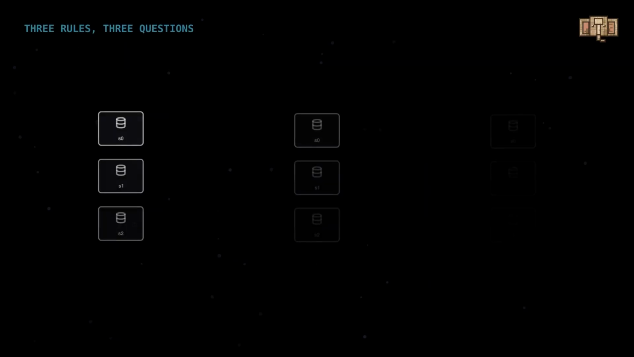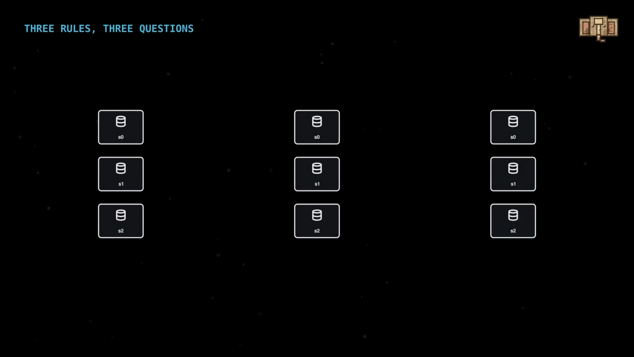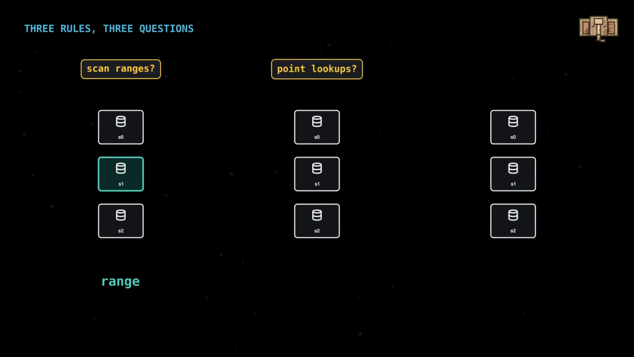So how do you actually choose? 3 rules, 3 questions. Question 1. Do you scan ordered ranges? If yes, take range sharding. 1 shard per scan and keep a plan for the hot end. Question 2. Are you doing point lookups and you want even load with no ceremony? Hash it. This is the default, and most systems should start here.